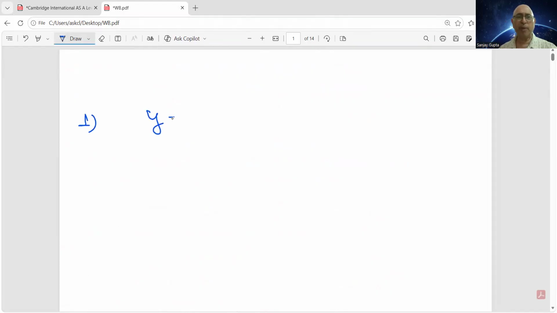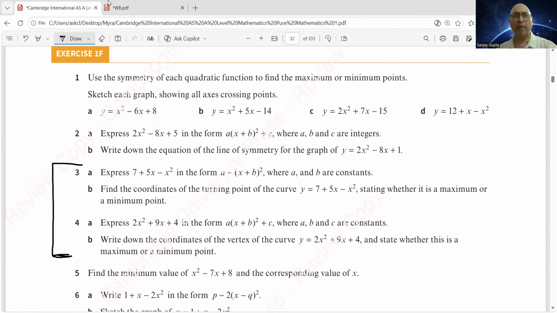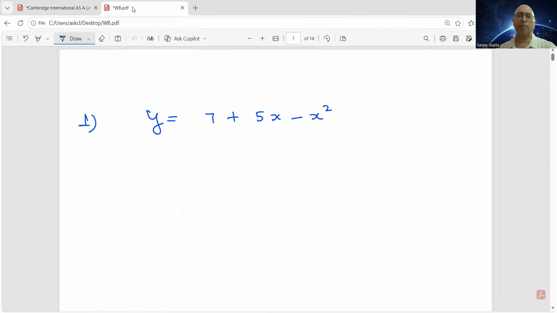So it's given as y is equal to 7 plus 5x minus x squared, and we have to write it in the form a minus (x plus b) whole squared. So how do we do that? Whenever any quadratic function is written, first write the x squared term, then the x term if it is there, and then the constant. The leading term is the x squared term, and it should be the very first term. Then you can have the x term and the constant term. That is the standard format of a quadratic function.